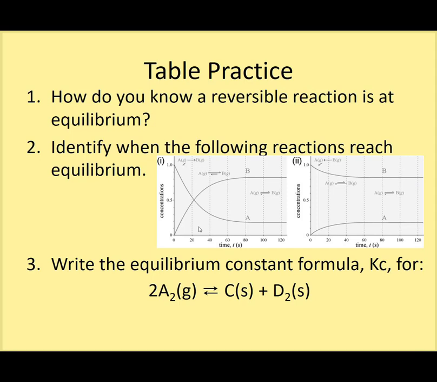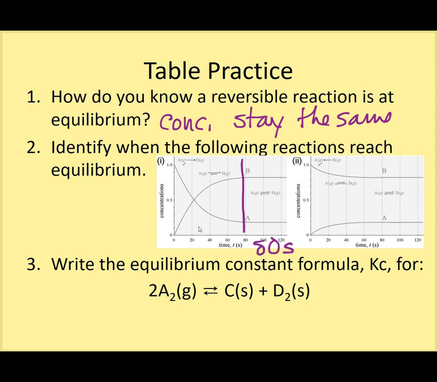All right, let's get the answers. How do you know a reversible reaction is at equilibrium? You will see the concentrations stay the same. Identify on the graph when the following reactions reach equilibrium. As soon as they level off, so I'm going to say it's right around 80 seconds for this one. And on this next one, I think it happens more at 60 seconds. If you think it happened a little bit before or after, it's just a judgment call. But as soon as it levels off, that's when equilibrium is achieved.